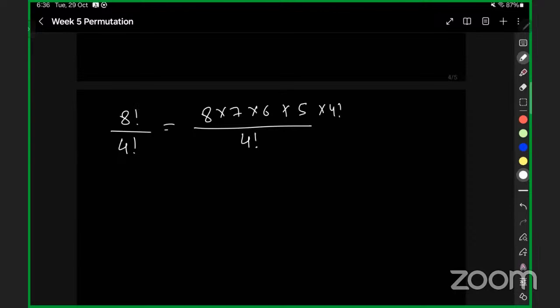Say 8 factorial by 4 factorial. You can write 8 into 7 into 6 into 5 into 4 factorial divided by 4 factorial. You can cut off and multiply them. It will come in handy when we do permutation.